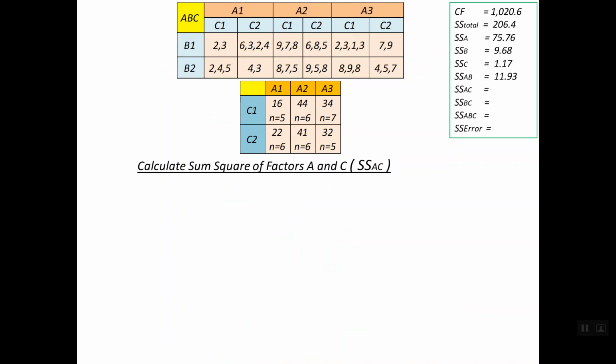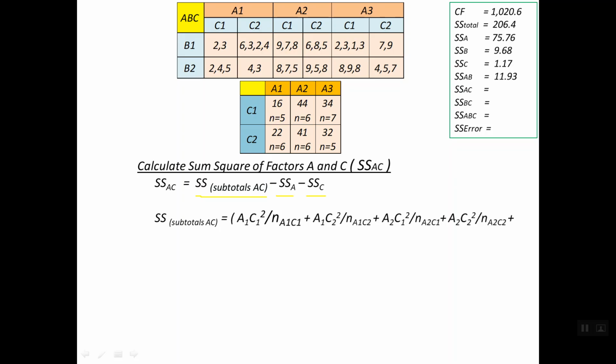The same way to calculate the SS for the factors A and C, which is SSAC. This is the formula to calculate the SS for AC. We need first to calculate the value of the SS for the subtotals between A and C, and subtract SSA and SSC.